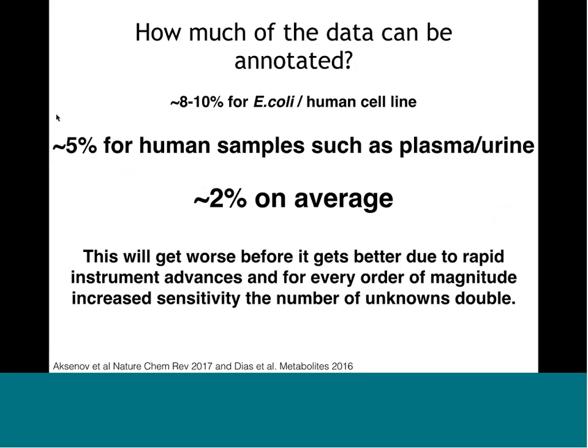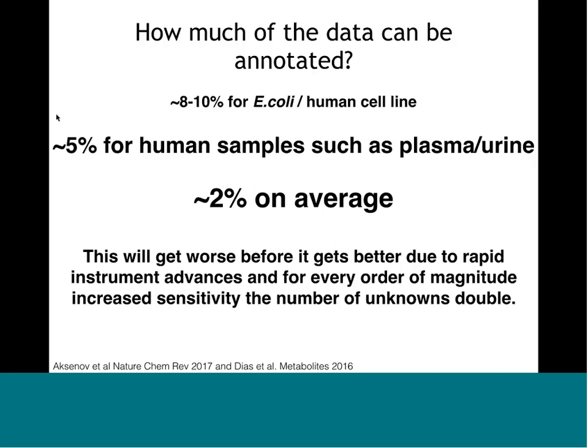Now, if you have well-studied organisms or a relatively simple system, such as cultured E. coli or cultured human cells, we can right now annotate 8 to 10% of the data when you do an untargeted metabolomics experiment, at least in my hands. If you go to well-studied systems such as human samples, such as plasma or urine, we can annotate up to about 5% of the data. But on average, within the GMPS infrastructure, we can only annotate 2% of the data. There are some biological systems where we get almost no annotations whatsoever. And that simply indicates that the reference libraries are really biased towards what we commonly study.